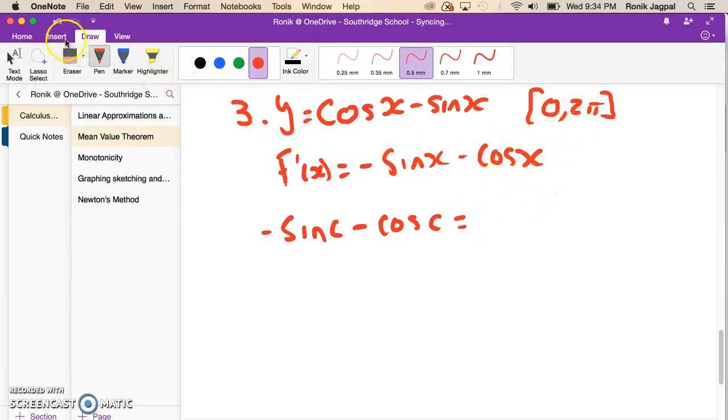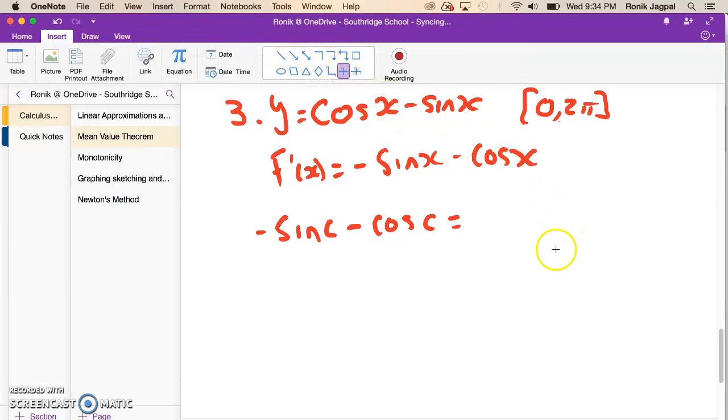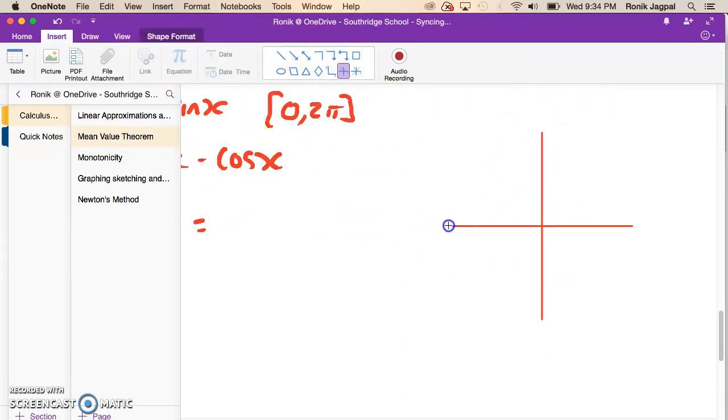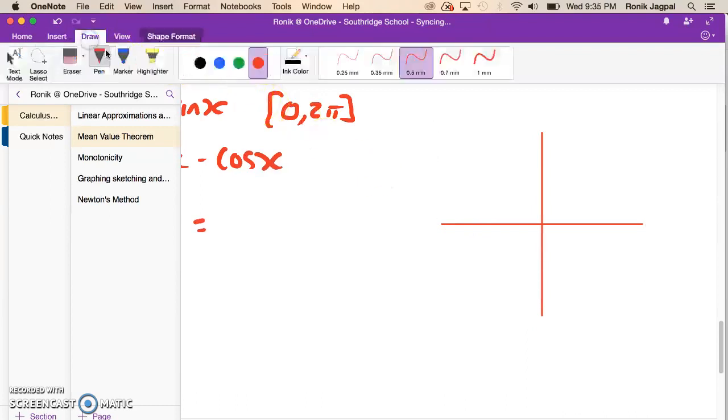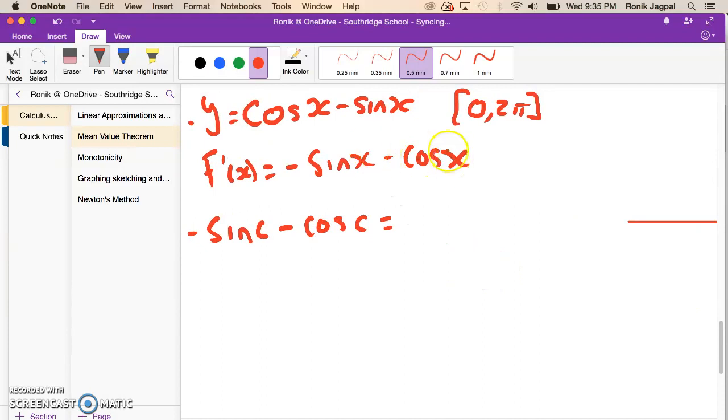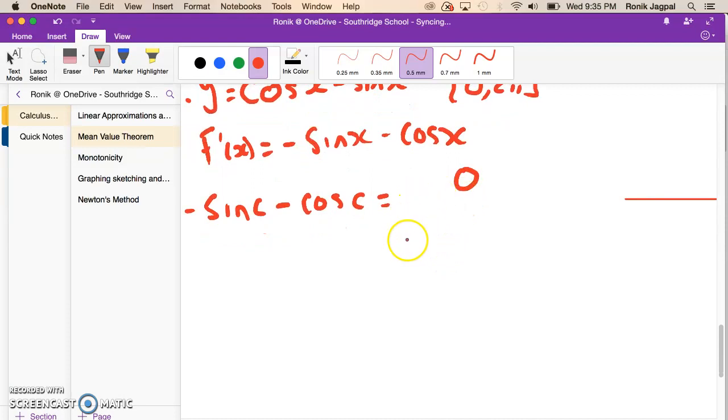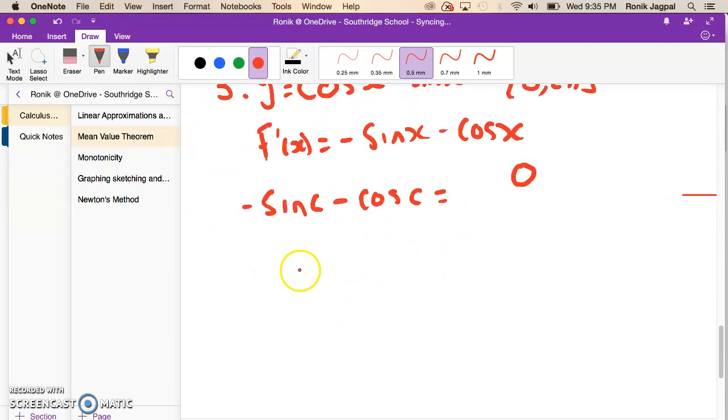On the unit circle, 0 and 2 pi are both right here, so that means they're essentially going to be the same number. So for our function, we're going to get 0 at the top, and it doesn't even matter what the bottom is, it's 0. Essentially our equation then is going to be negative sine c is equal to positive cos c.